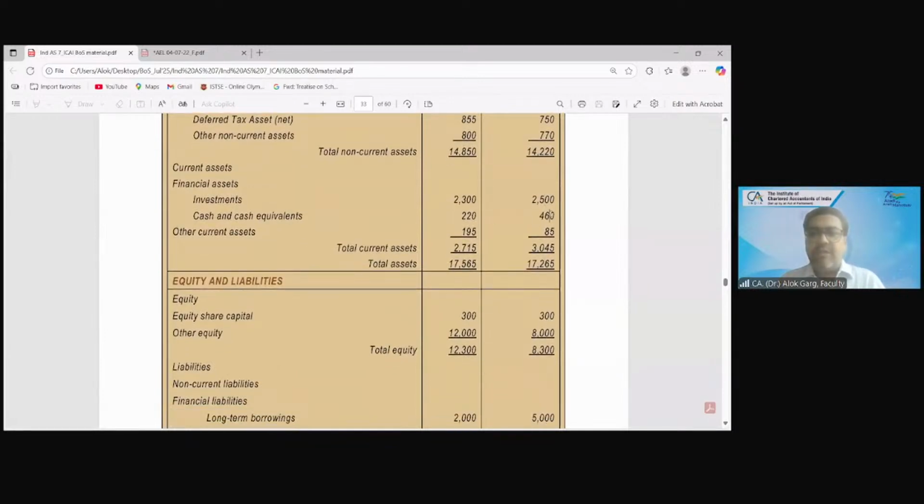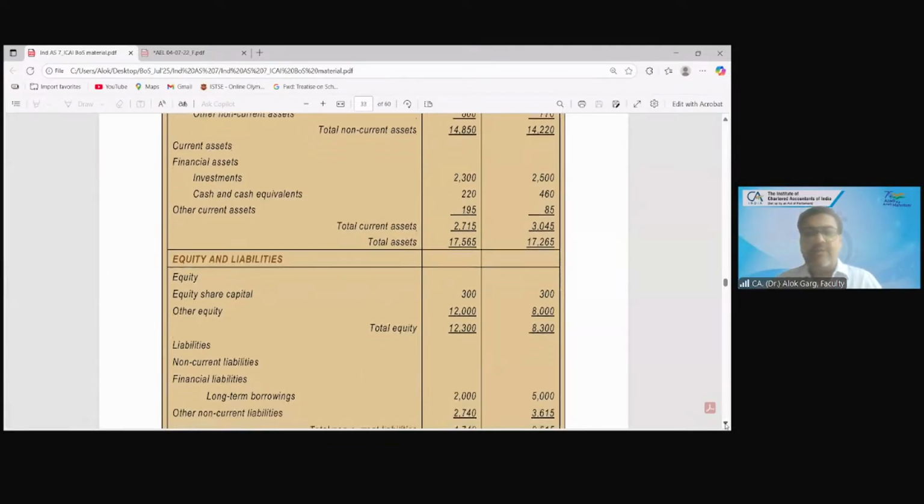Cash and cash equivalent from 460 becomes 220. So opening cash and cash equivalent, closing cash and cash equivalent are given. Then your other current assets have also increased from 85 to 195, means the company is not getting the money back. Total current assets, total assets are there. Then the equity share capital is same, means there is no increase or decrease in equity share capital.